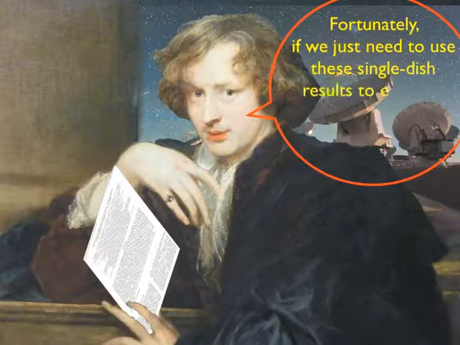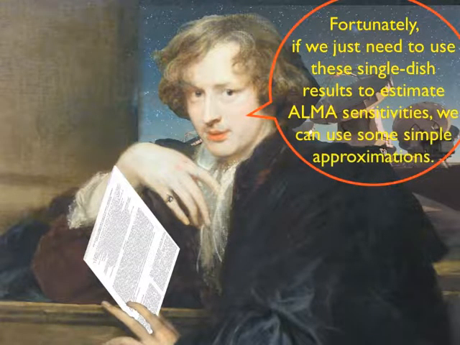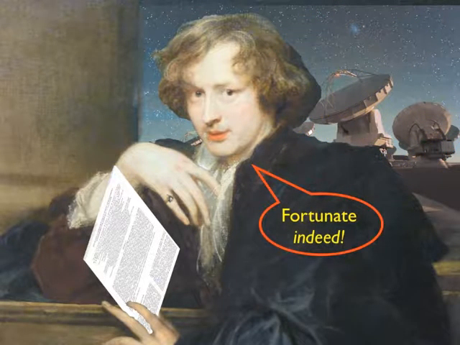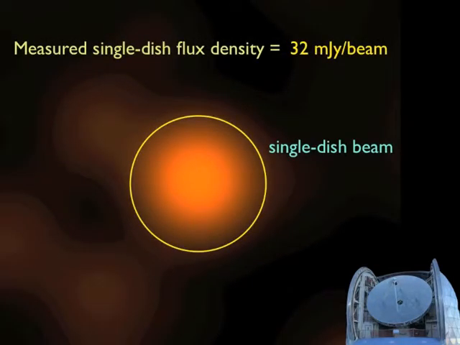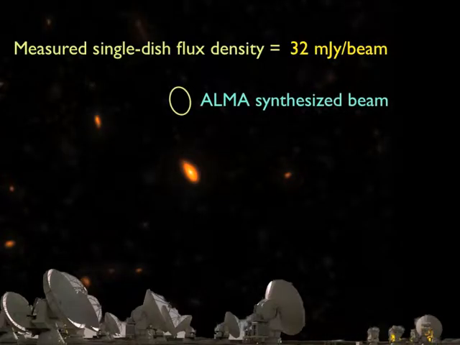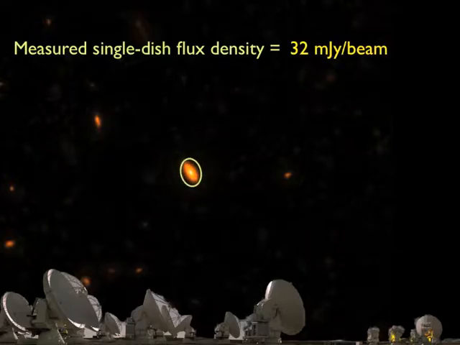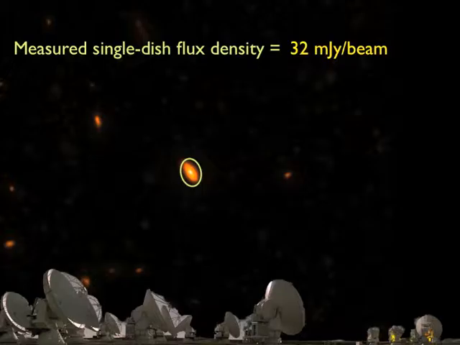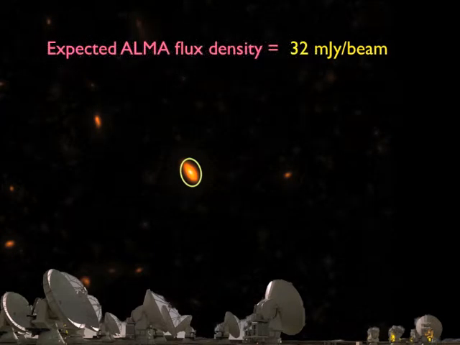Fortunately, if we just need to use these single-dish results to estimate ALMA sensitivities, we can use some simple approximations. Suppose your single-dish observation was presented in Janskys per beam, which is the flux density of the source measured within the telescope's beam. To estimate the flux density within ALMA's usually much smaller beam, you'll need an estimate of the angular size of the source. If the source is small compared to the ALMA beam, for example, then all of the flux will fit into the beam. You're basically done.